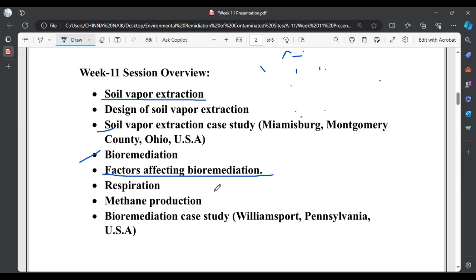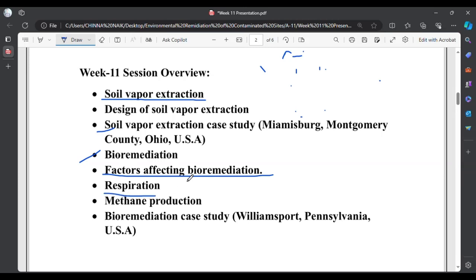And then kinetics. When it comes to kinetics, it is about time, right? We consider bioremediation the slowest process compared to other techniques, because microbes take a very long time to degrade the contaminants. Because of this time consideration, kinetics also affects bioremediation. Next one is respiration.